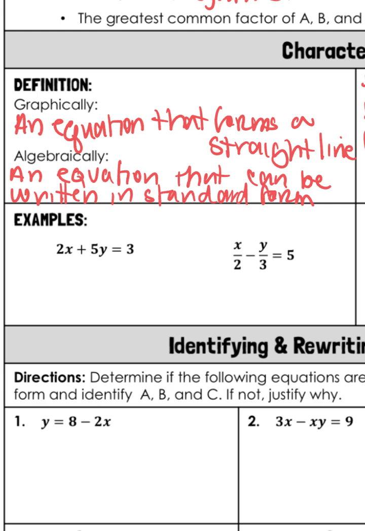Examples of a linear equation. Remember, the form is ax plus by equals c, where in this equation a equals 2, b equals 5, and c equals 3.